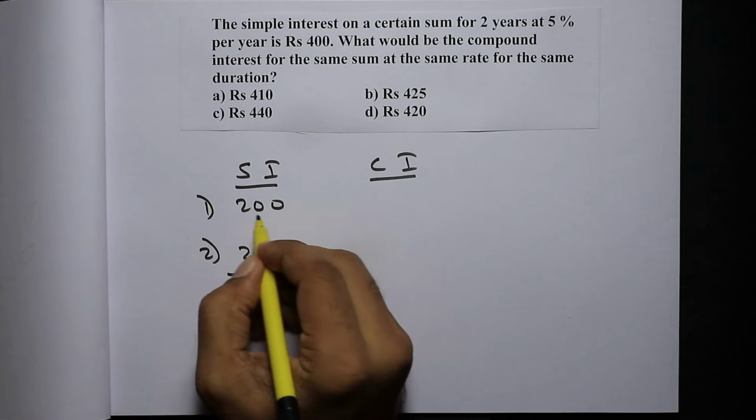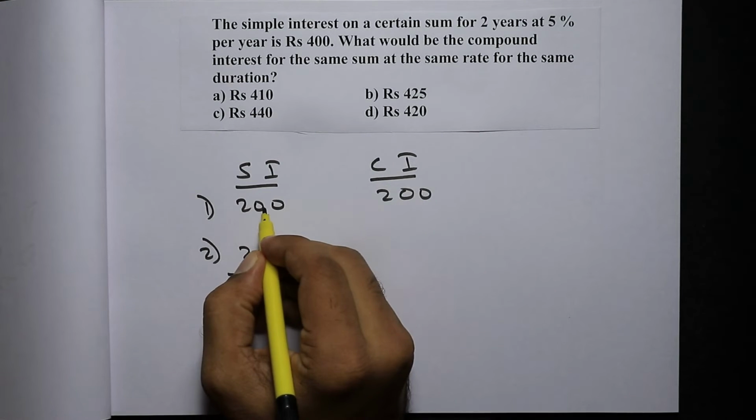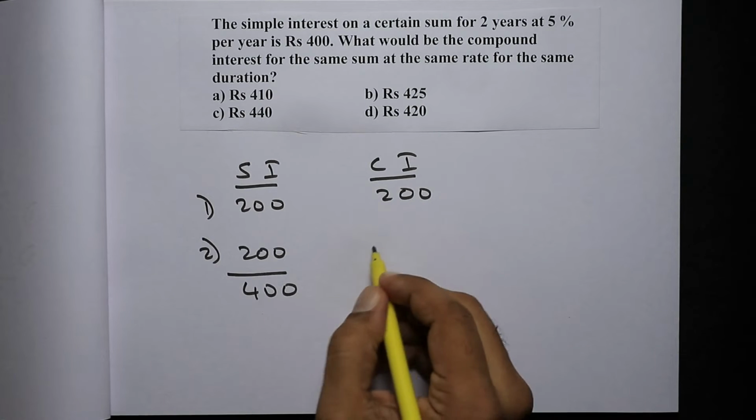Simple interest first year is 200. So compound interest first year should also be 200. First year simple interest is same as first year's compound interest. Now let us calculate the compound interest for the second year.